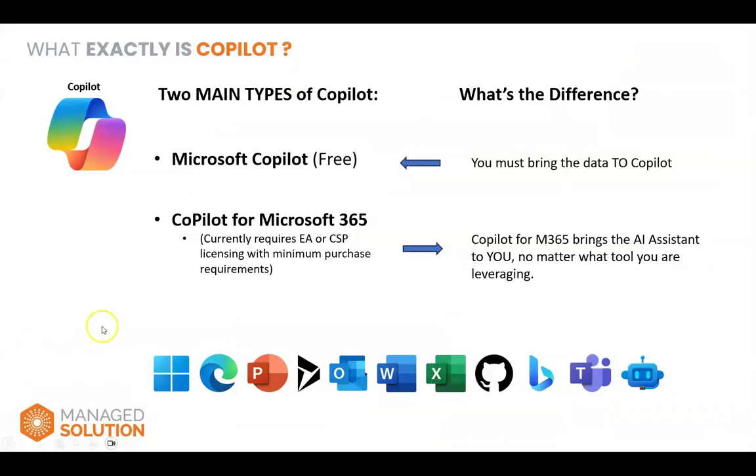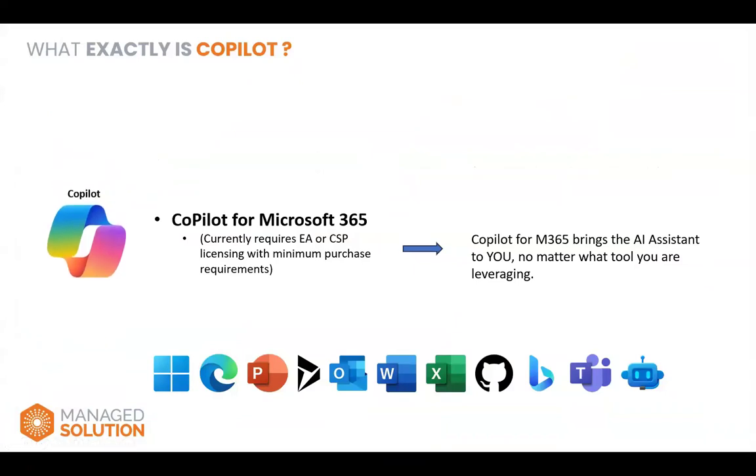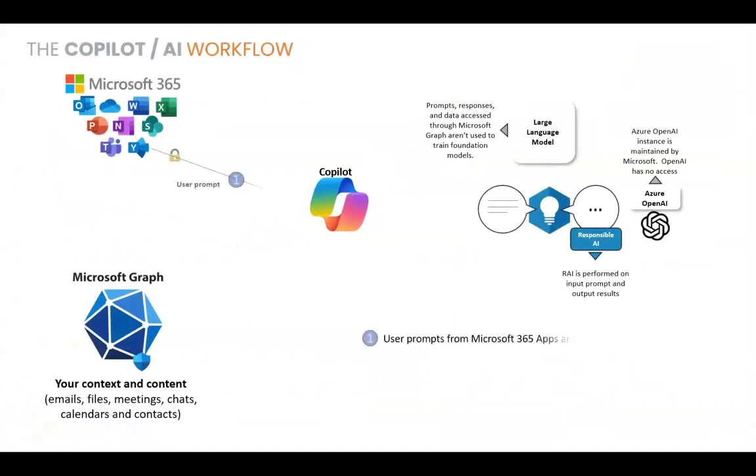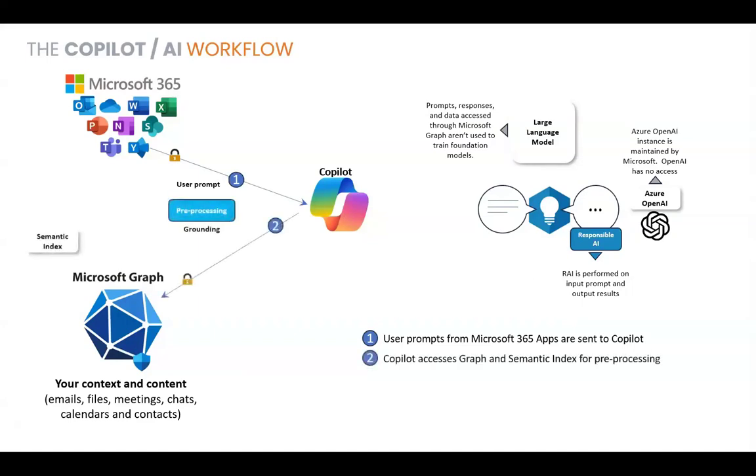As we go deeper into Copilot for 365, what we're really talking about is the entire environment of what it has access to. And last time we spoke about using prompts to get effective information back, and how these work is over a secured link. A user will prompt for information. It's going to go to the Microsoft Graph, which is your context, your content, emails, files, meetings, chats, all of those things. That's what's going to do the pre-processing and give you the semantic index.